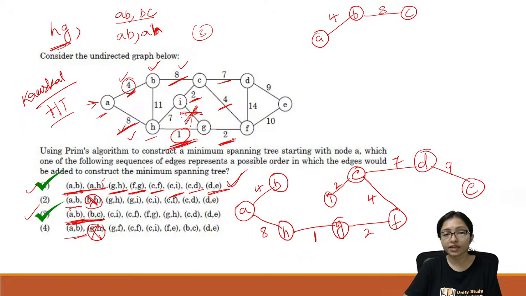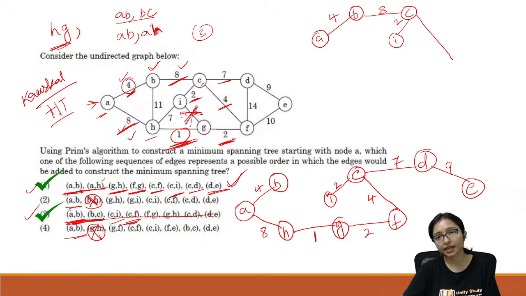Same way you can verify this option also. Is this correct or not? So you can see after that they took CI. If you are verifying this option, that will also be correct. After C, I can take CI. CI is 2. That is correct. After that CF. Can I take CF? That will also be correct. Because CF is 4. I can take CF. That will be 4. Then they took FG.